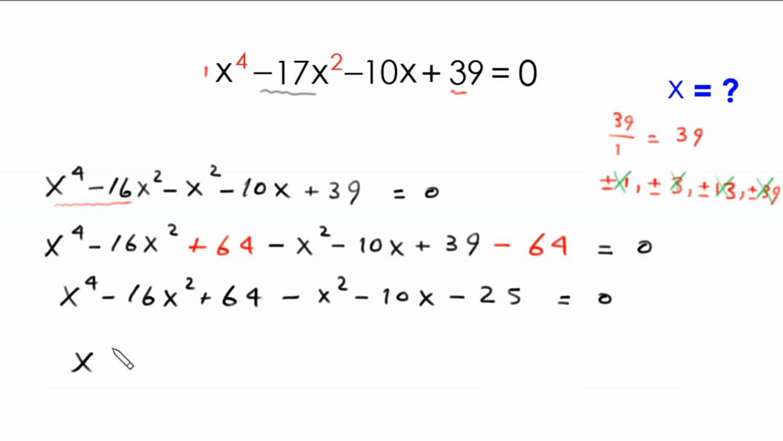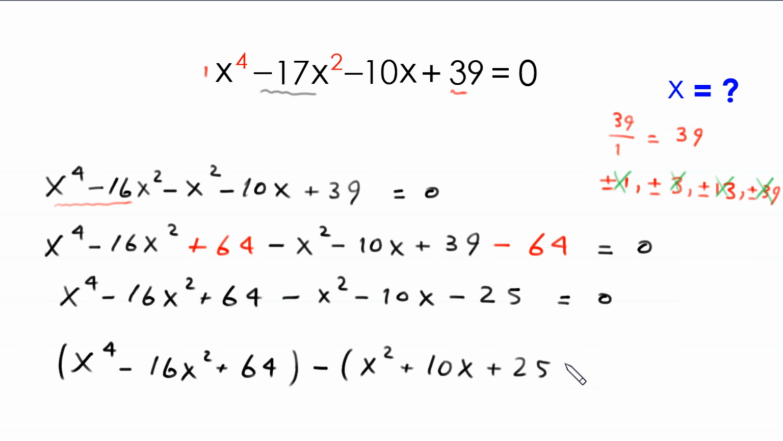Next, x to the power 4 minus 16x squared plus 64. We use parentheses to make this a group, minus we use parentheses to make another group. Due to this negative sign, these three terms will become positive. Positive x squared plus 10 times x plus 25 is equal to 0.